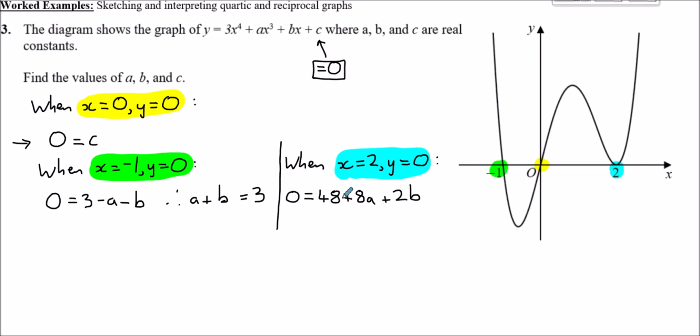So it can be rearranged. So we have 8a plus 2b equals minus 48. Just by subtracting 48 from both sides. What we have now is two equations relating a and b, so we can pair these up and solve them simultaneously.